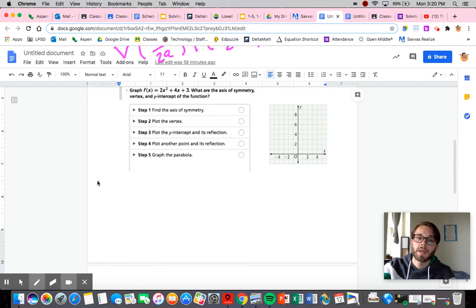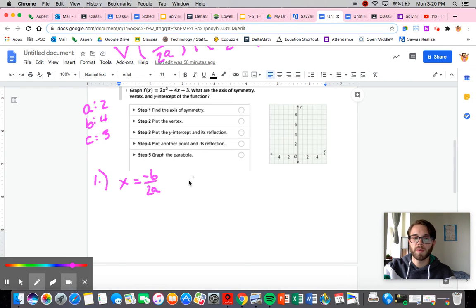All right, so first, we are finding the axis of symmetry. So we know from above that the axis of symmetry is this vertical line. Now, if you're still getting used to this form, it might be beneficial for you to identify a, b, and c first. So a being 2, b being 4, and c being 3. Okay, so once we plug that in, that would be the same thing as negative 4 over 2 times 2.